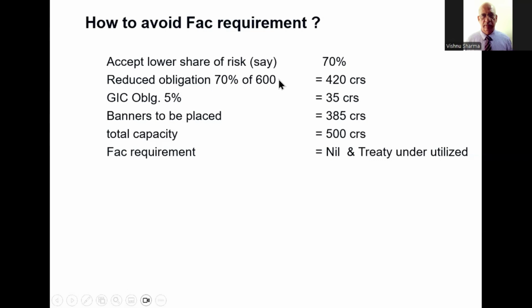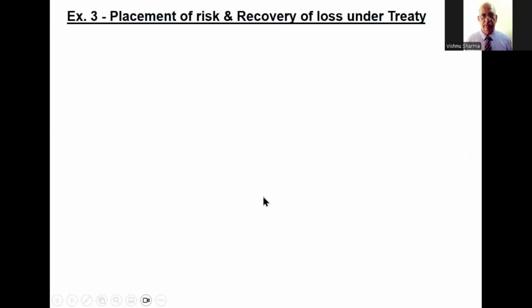Reduced obligation, 70%. This GIC share will again change in this example. 5% of 420 remains. And the balance to be placed, total capacity 500. So this risk will be placed 100% within the treaty capacity and no FAC requirement. There is no FAC requirement in this case. FAC requirement will be nil. Even if you vary the calculation a little, it will still be within the treaty capacity of 500 crores.